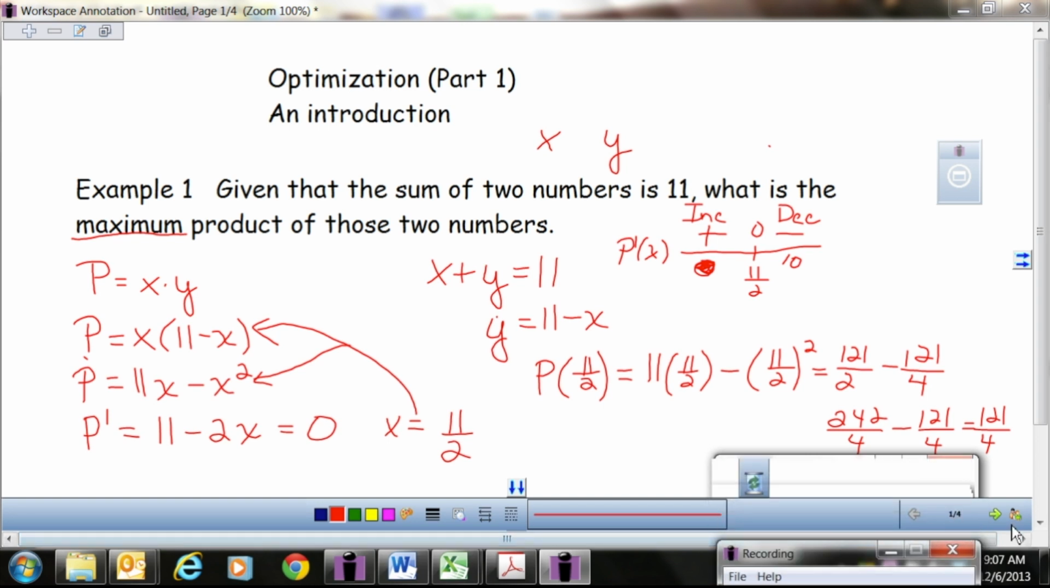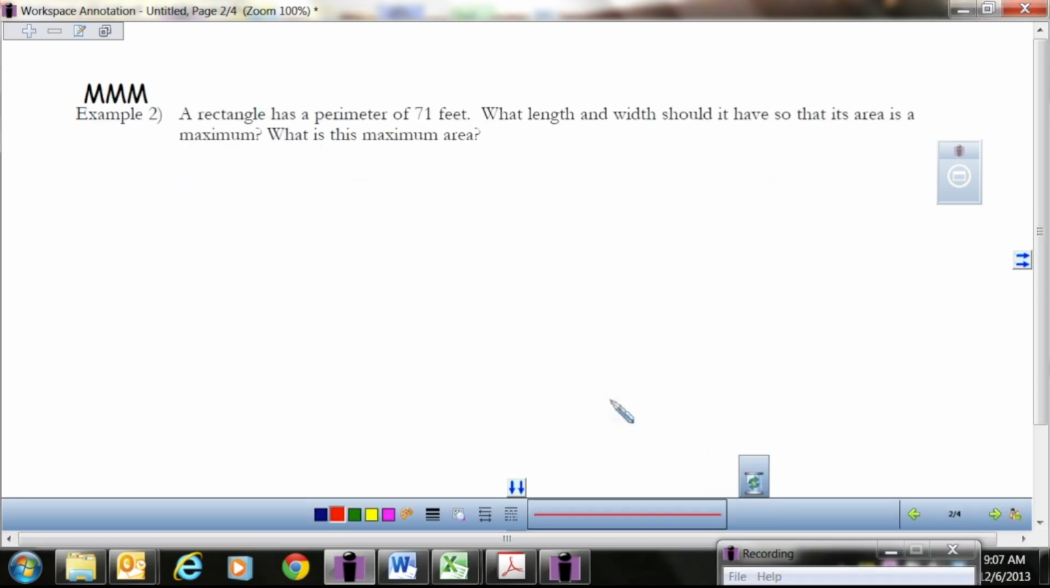This next example is very similar to it. This is from Master Math Mentor. It says, a rectangle has a perimeter of 71 feet. What length and width should it have so that the area is a maximum? And what is the maximum area? So this actually asks you two questions. So you're trying to maximize the area of a rectangle. So the area of a rectangle is length times width. So that's the thing that you're trying to find the biggest of.